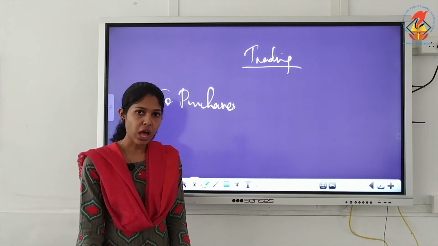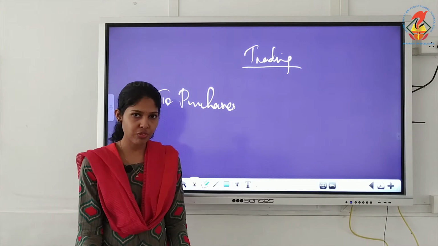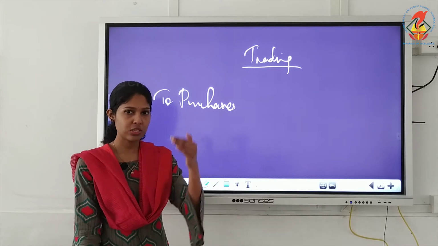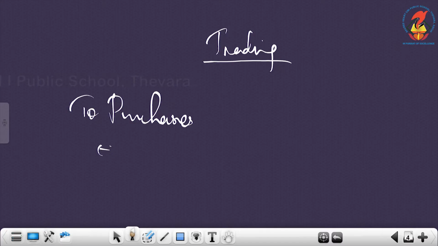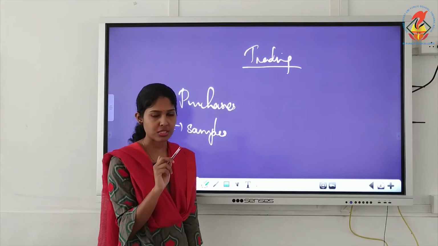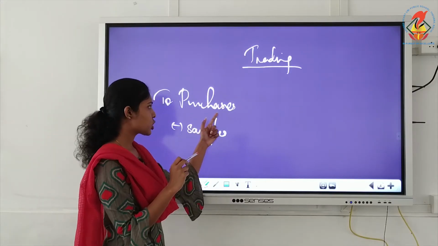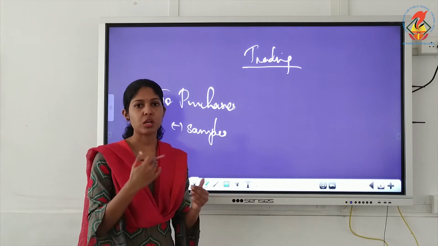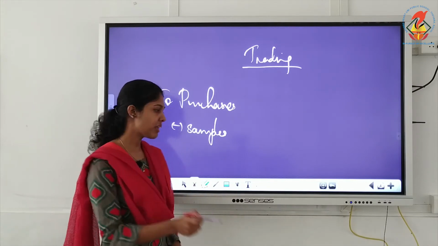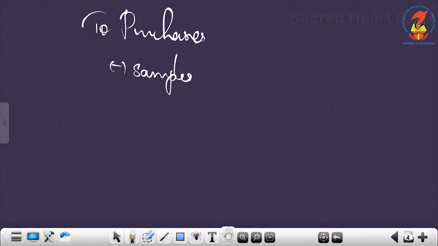So, now if you have goods distributed as free samples, since it reduces your goods, it should be deducted from purchases. You simply write less samples, that is enough. Less sample or less advertisement you can write. Understood? So, from purchases you have to deduct because we are losing goods. This is one effect.